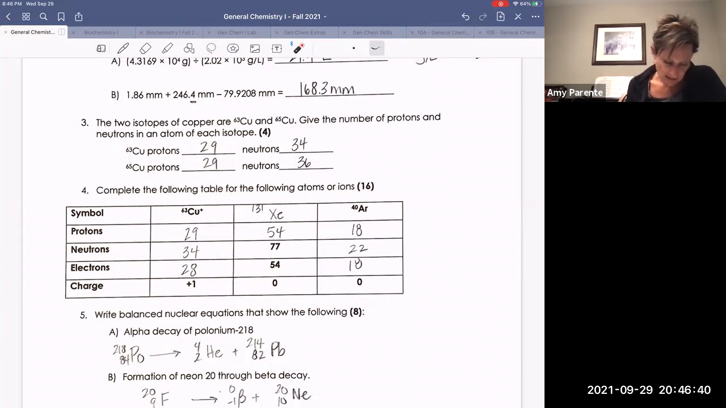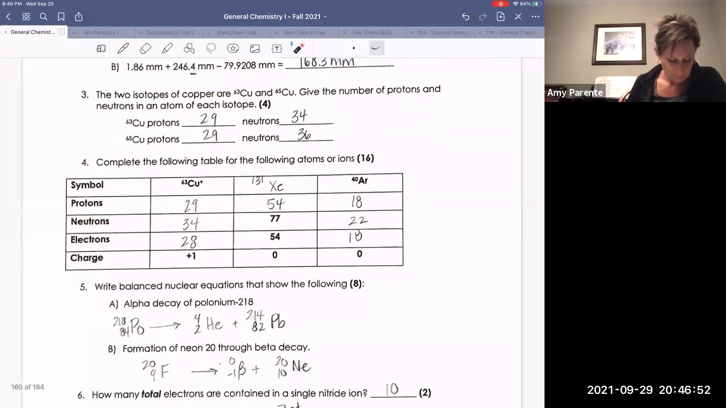Let me see if there's anything else tricky here. This one had to have both parts in order to get full credit. I needed to know the chemical symbol as well as what the atomic mass is. And that atomic mass is really the sum of protons plus neutrons.